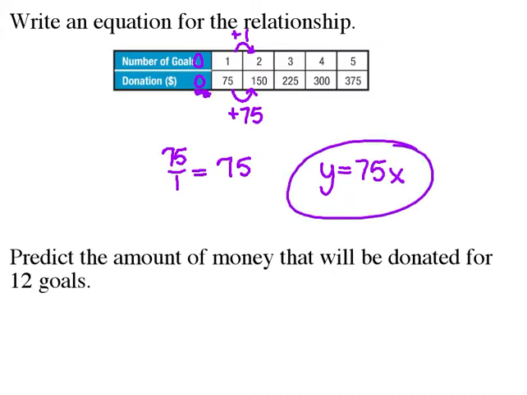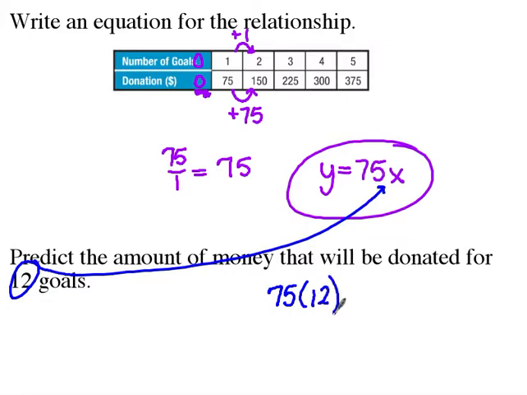It says predict the amount of money that will be donated for 12 goals. So what do you do with the 12? Multiply it by 75. Nice job. So I'm going to take 75 times 12, which is $900. Questions on this? Should be pretty straightforward, is it?